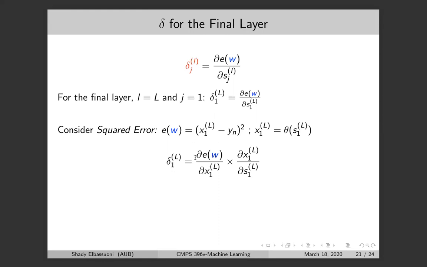Okay, so let's do the first part. This is the error, (x1 of L minus yn) all squared. If I differentiate this with respect to x1 of L, what do I get? 2 times (x1 of L minus yn), and then the differentiation of what is inside the bracket, that's 1 with respect to x1 of L. So I get 2 (x1 of L minus yn).